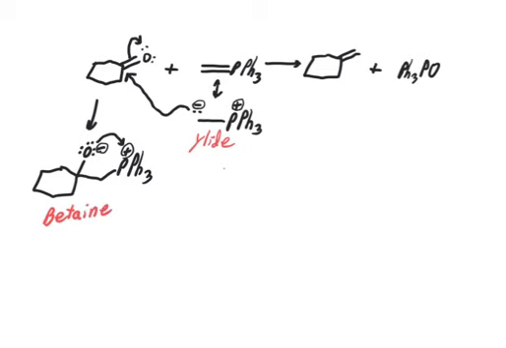And when it closes, we wind up with the four-membered ring, which is called an oxaphosphetane. So, oxaphosphetane.